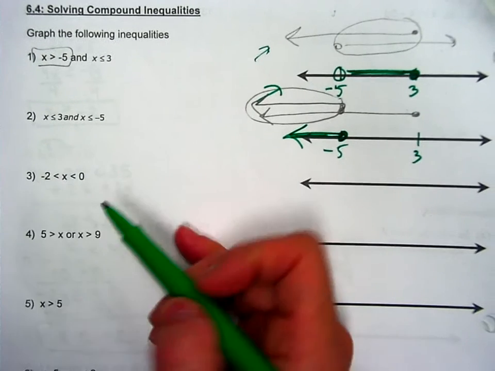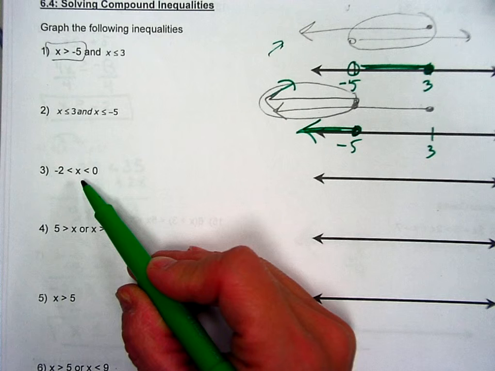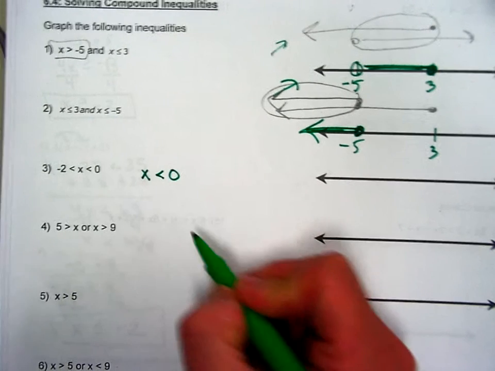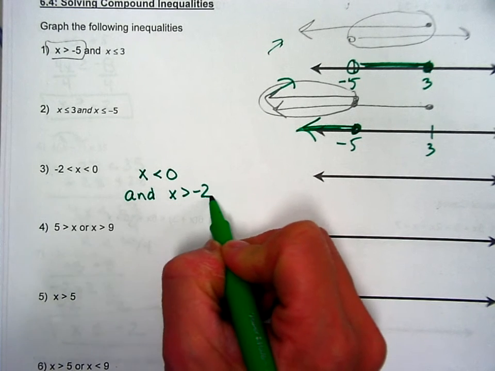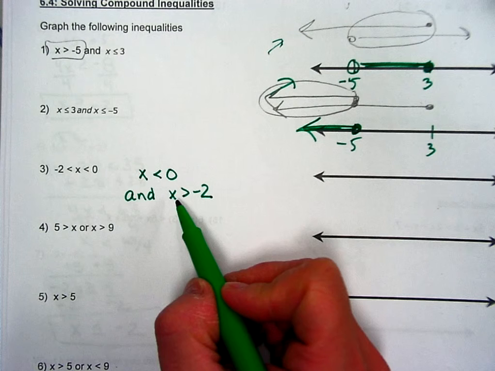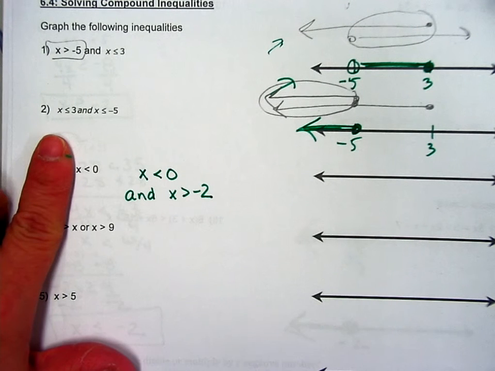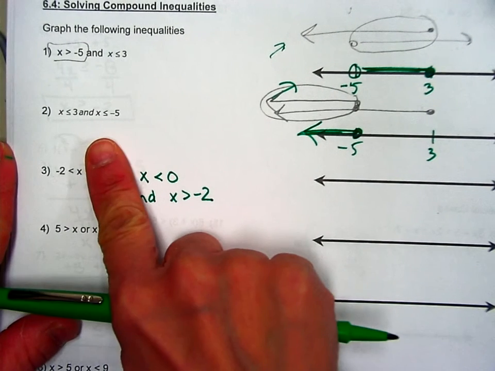Now, this one, notice there is no word and there, but when you see x in the middle, this is really an and statement. So this is the same as x is less than 0 and x is greater than -2. So if you need to rewrite it, that may help you. You do not have to. What you can do is just cover up one side, x is less than 0, and know that it also means x is greater than -2.